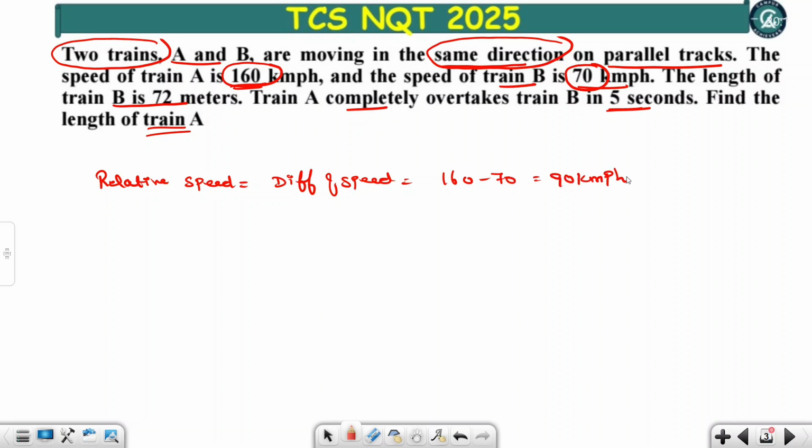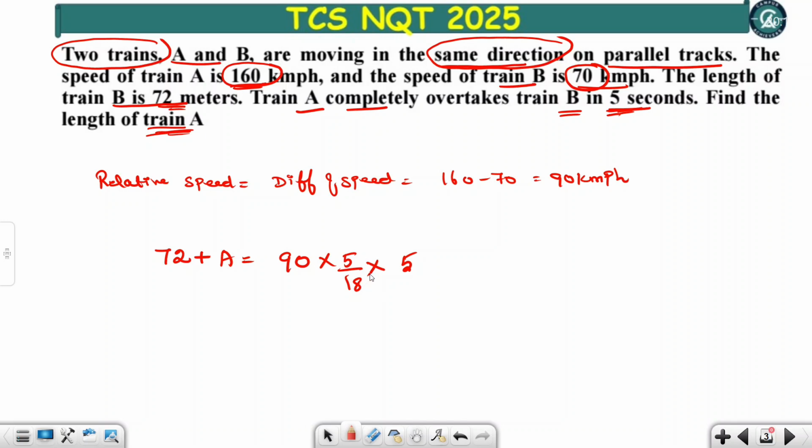Now, what they have given is the length of train B, which is 72 meters, and you need to find the length of train A. Train A completely overtakes train B in 5 seconds. So length of train B plus length of train A is equal to speed times time. The speed is 90 km per hour. To convert kilometer per hour to meter per second, multiply by 5 by 18. And the time taken is 5 seconds.